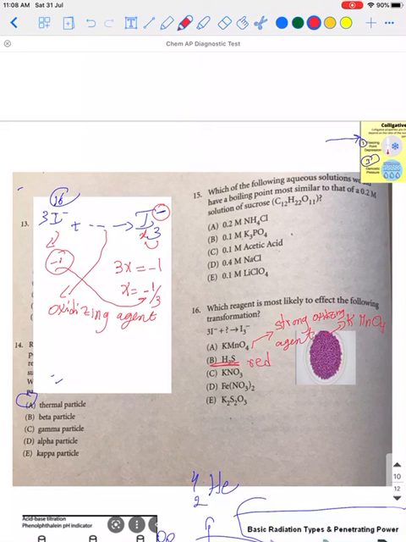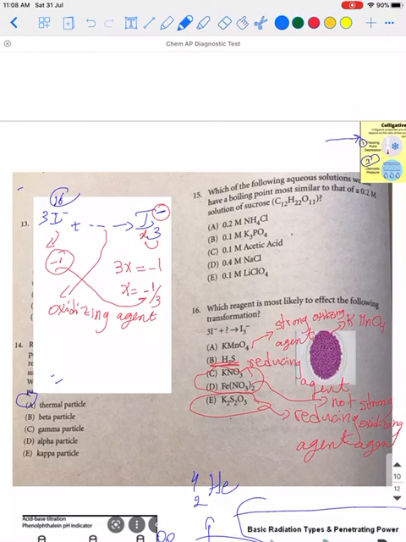H2S is a reducing agent, not an oxidizing agent. Potassium thiosulfate is also a reducing agent. Nitrate is not a strong oxidizing agent. So I'm left with the strong oxidizing agent that oxidizes the iodide into I3-, which is potassium permanganate, and this is the best answer.